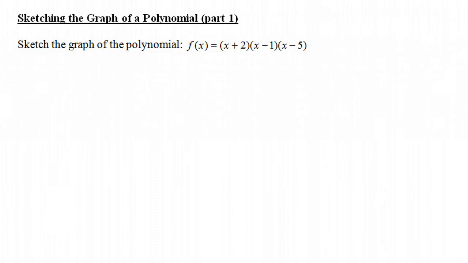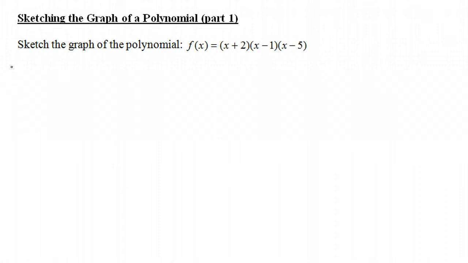In this video, we're going to talk about how you sketch the graph of a polynomial. So we're going to be given a polynomial like we have here. Notice this polynomial is in factored form. If we were to multiply all this out, it would turn out to be a polynomial. I'll do that at the end of the video. But we're given a polynomial here. How do we graph it?